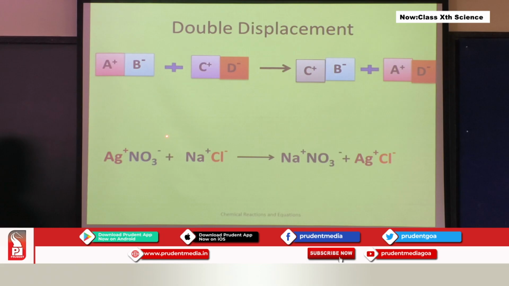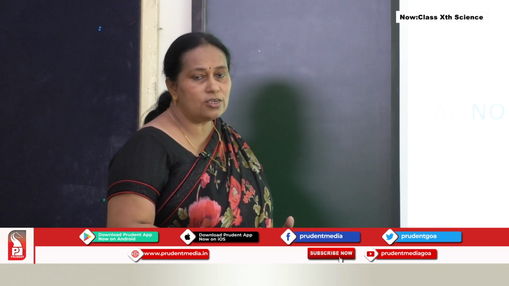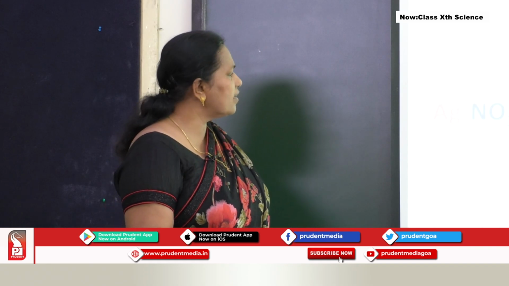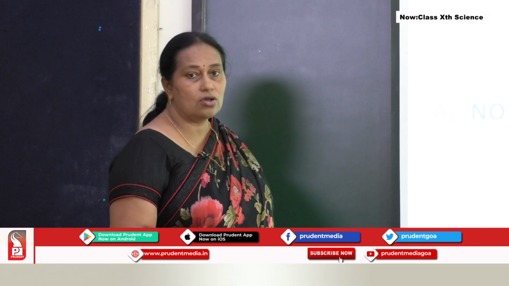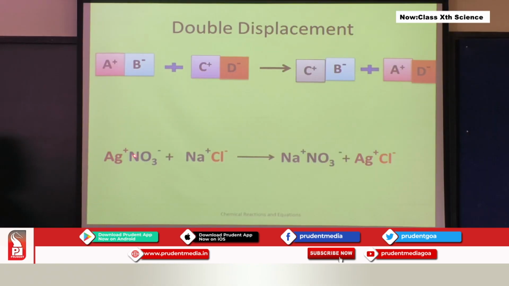What you have to do first? Split the compound into positive and negative ions. After splitting into positive and negative ions, exchange the cations, or exchange anions. Don't exchange a cation and an anion. So, here silver nitrate plus sodium chloride gives sodium nitrate and silver chloride.